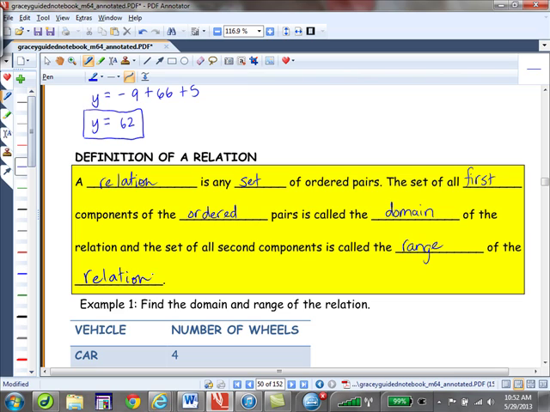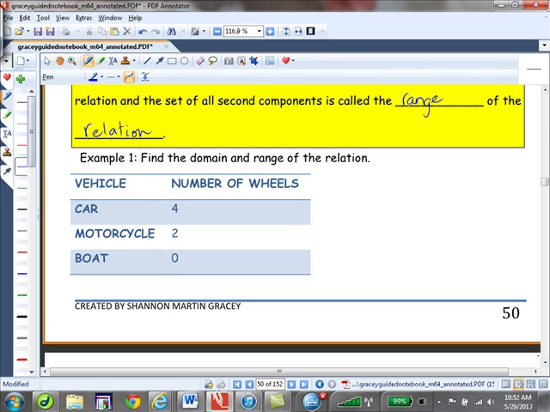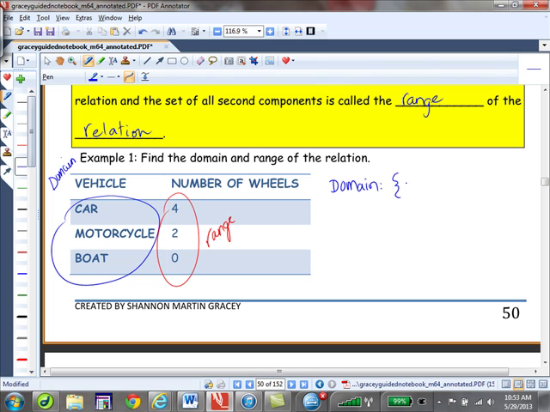So just a very real world example for you here. Find the domain and range of the relation, right? So here, these are all domain values. Actually, let's modify that a little bit. These are the elements of the domain, the type of vehicle. And then over here, number of wheels, those are the elements of the range. So putting that in a more organized fashion, we can say domain, it's a set, so we put set brackets, and we've got a car, a motorcycle, and a boat.